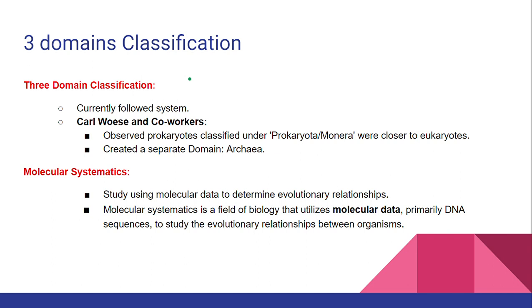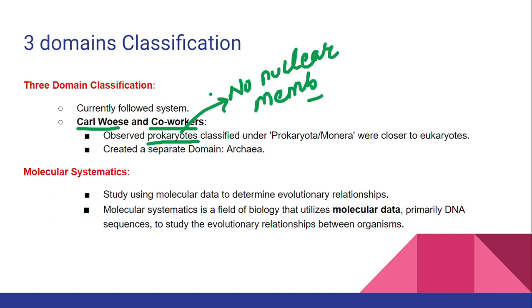Now, what is this 3 domain classification? This is something very important and a little complicated, so you are supposed to listen very carefully. The 3 domain classification was given by Carl Woese and co-workers. What did he observe? He observed that prokaryotes, what are prokaryotes? Prokaryotes are the ones who do not have a distinct nucleus. That means the nucleus is not covered with a nuclear membrane. No nuclear membrane is present in prokaryotes, right? So prokaryotes are classified under Prokaryota and Monera.